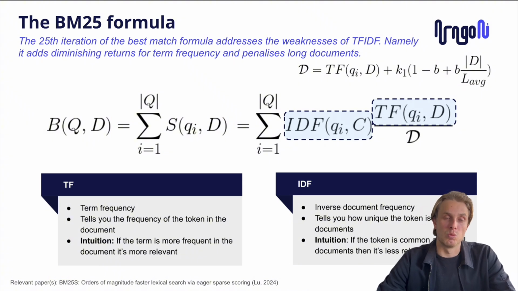So again, to recap what this algorithm is and the core components, we have our traditional TF-IDF, but we address two weaknesses. We add diminishing returns for term frequency, and we have penalization for longer documents. We do this via the introduction of this curly D term. K and B are hyperparameters. These are set in advance.